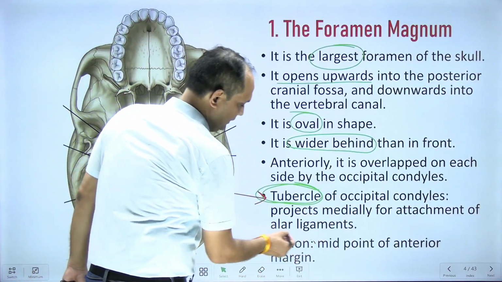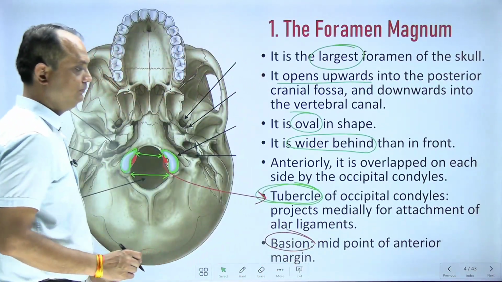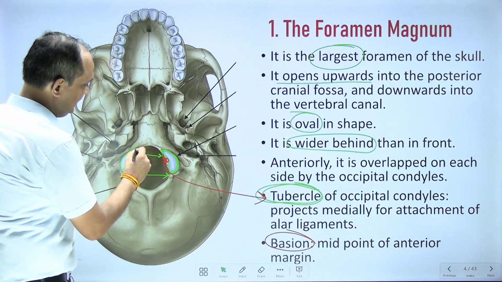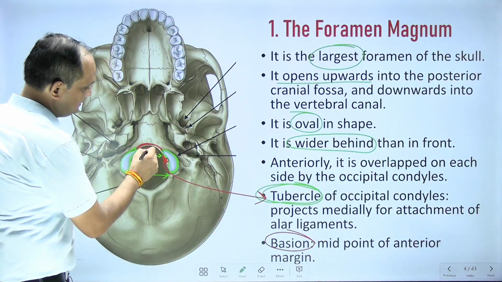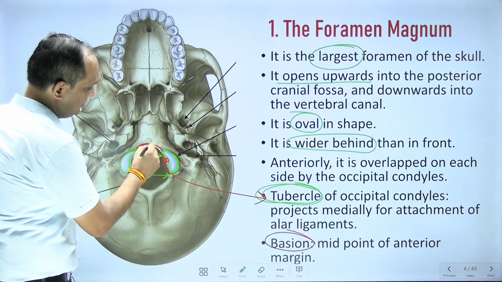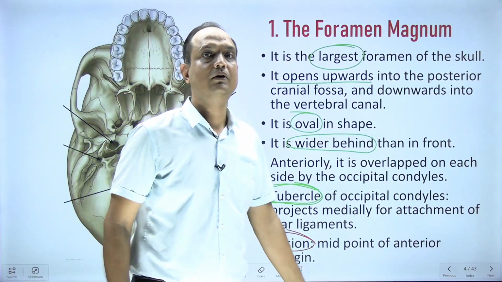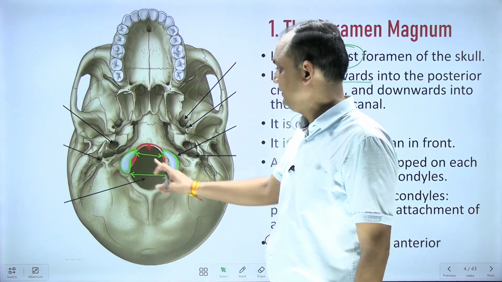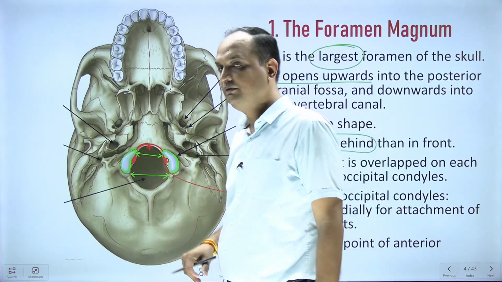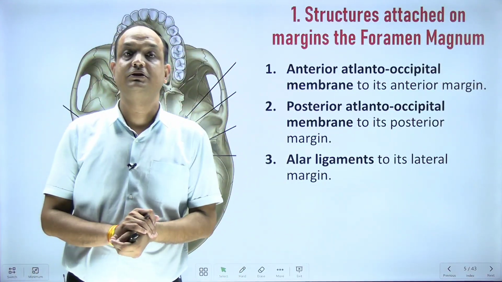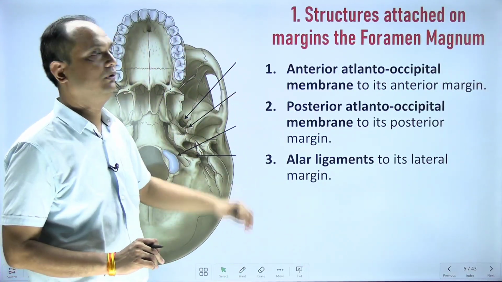Now there is one more point known as basion. What is basion? Basion is the midpoint of the anterior margin of the foramen magnum. So this is the anterior margin of the foramen magnum, and this middle point is known as basion. Clear? So what are the important features in this slide? What is basion? What are the occipital condyles? What are the tubercles of the occipital condyles? Then you have the structures attached to the different areas of the foramen magnum.